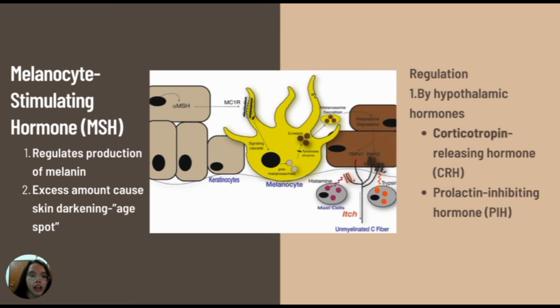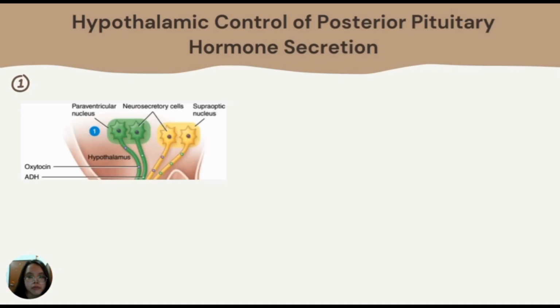Melanocyte-stimulating hormones (MSH) regulate production of melanin. Melanin is a type of pigment that is responsible for the color of skin, hair, and eyes. However, excess melanin causes skin darkening and age spots.